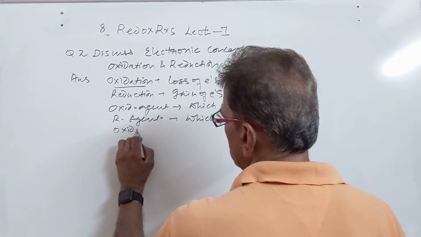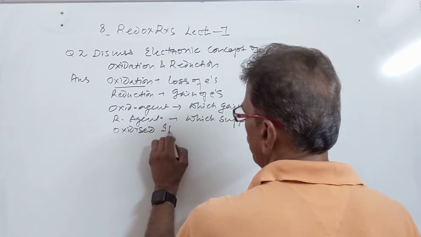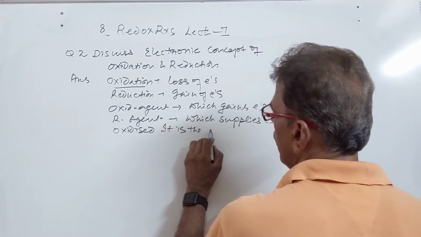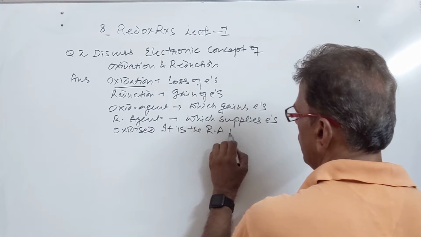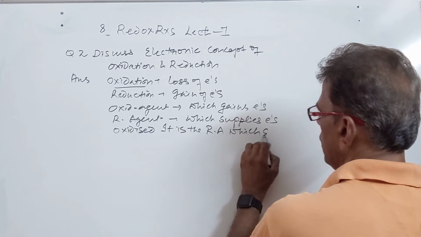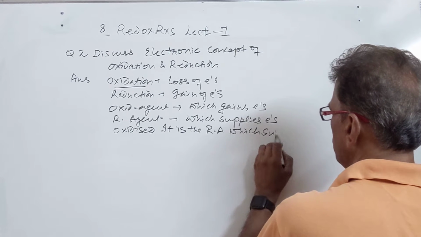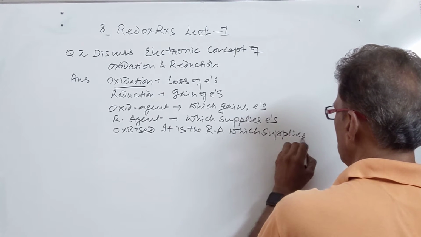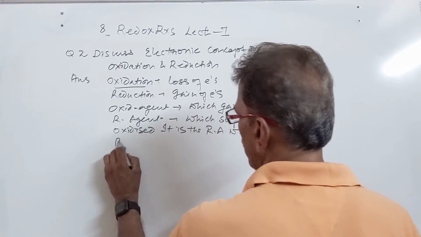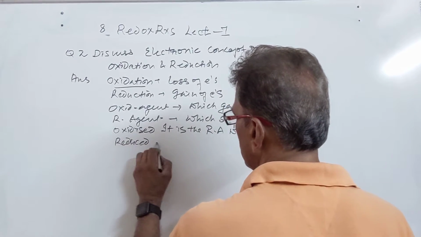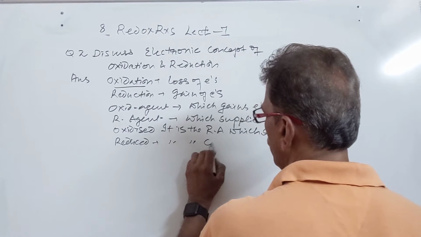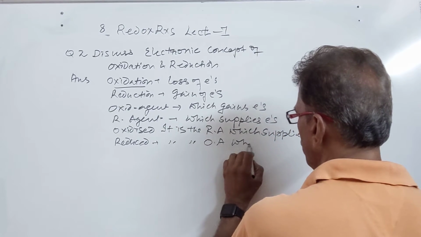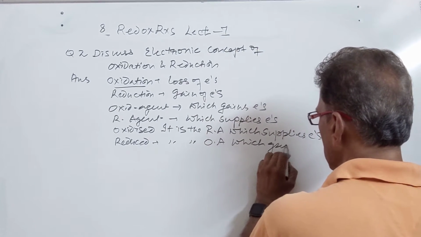Oxidized substance, it is the reducing agent which supplies electron. The reduced substance, it is the oxidizing agent which gains electron.